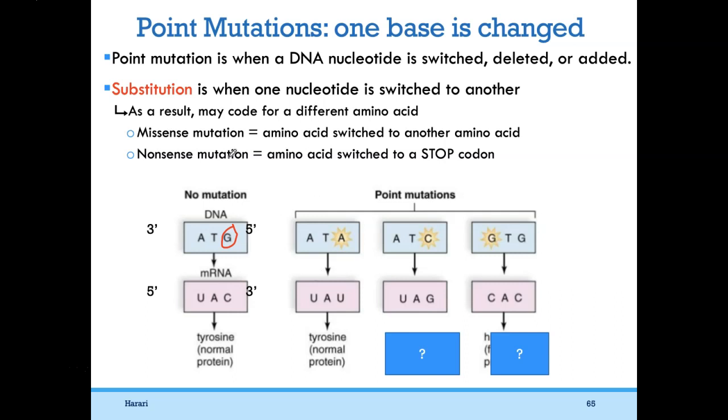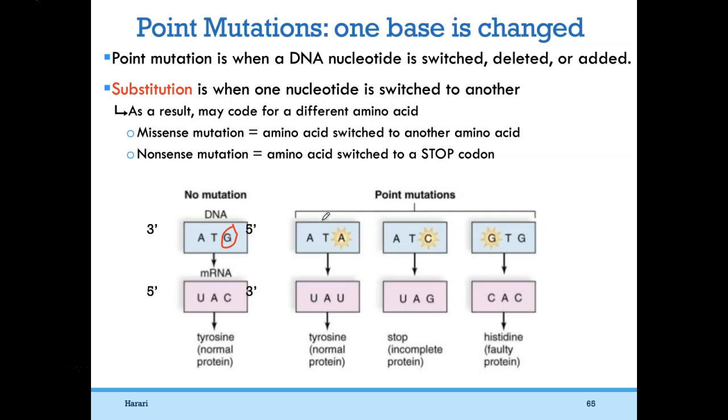However, it's possible to have a nonsense mutation where an amino acid is switched to a stop codon. And that's what you can see here. If you switch the G to a C, that would encode for a stop codon, and that could cut the protein short. That's called a nonsense mutation. If I switch the A over here to a G, that would encode for a completely different amino acid, histidine, not tyrosine, and that's called a missense mutation, right? The amino acid was switched to another amino acid.